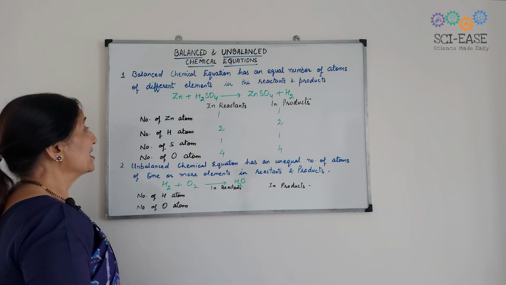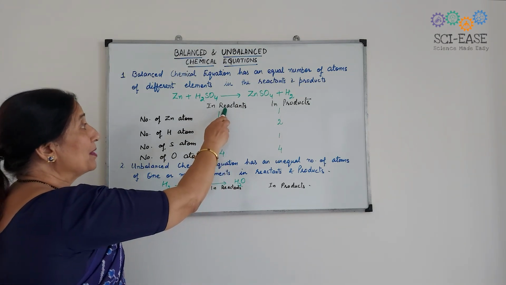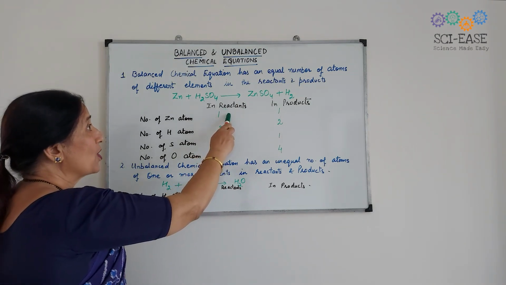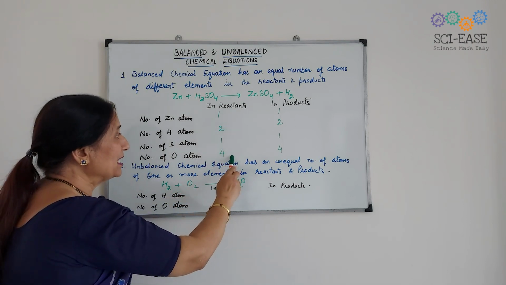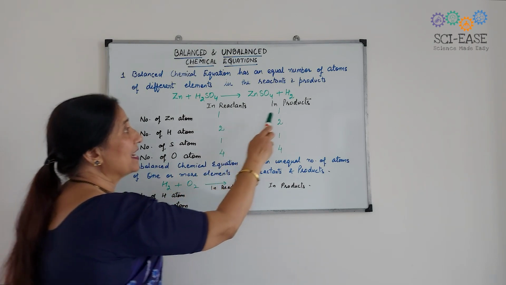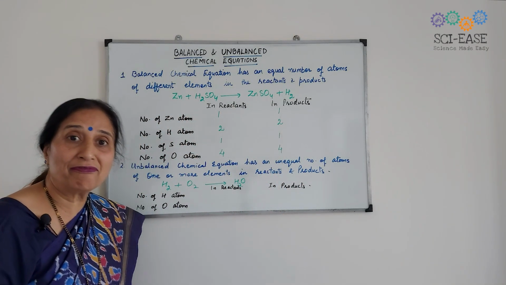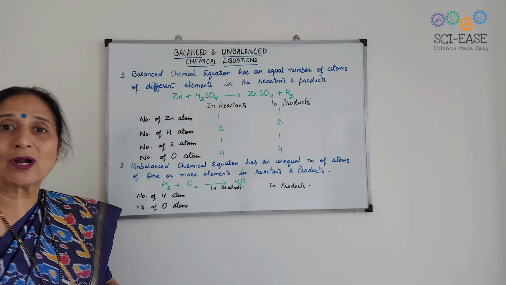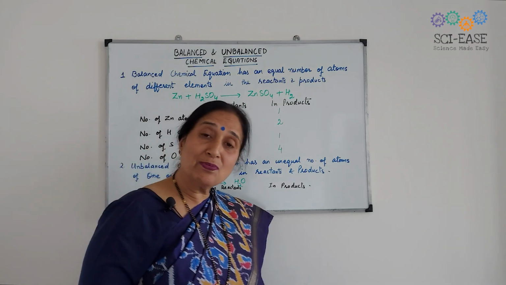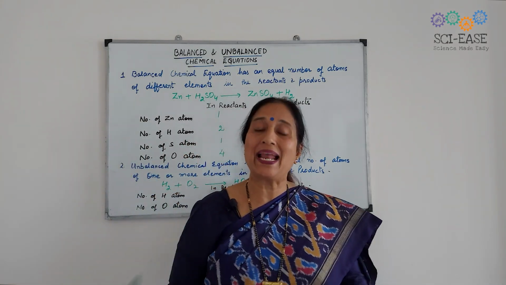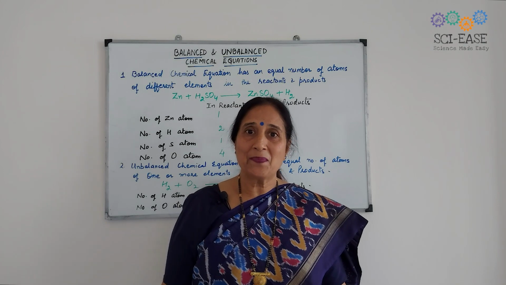This means that the number of atoms of different elements in the reactant side is equal to the number of atoms of different elements in the product side. This means that this equation is balanced. Okay?